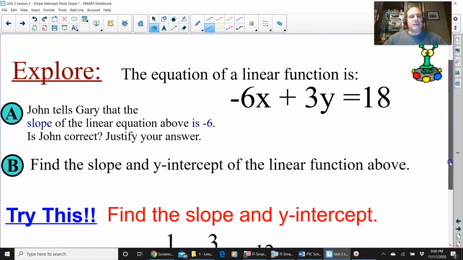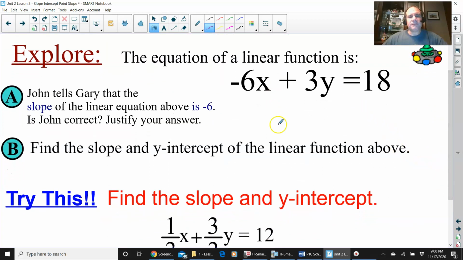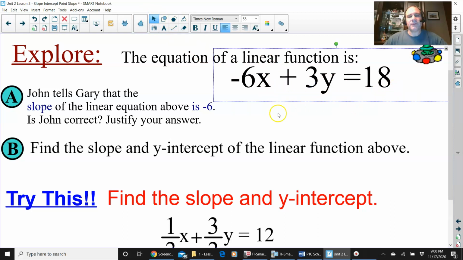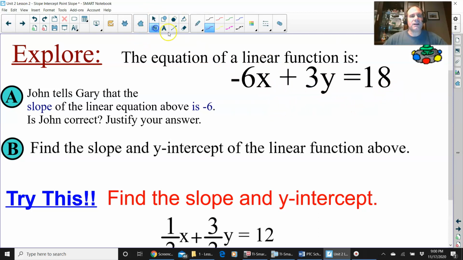Go ahead, find the slope and the y-intercept of the linear function above. Go ahead and solve for y. Remember, you have to solve for y because it has to be in this format to identify the slope and the y-intercept. Press pause and try the problem now.